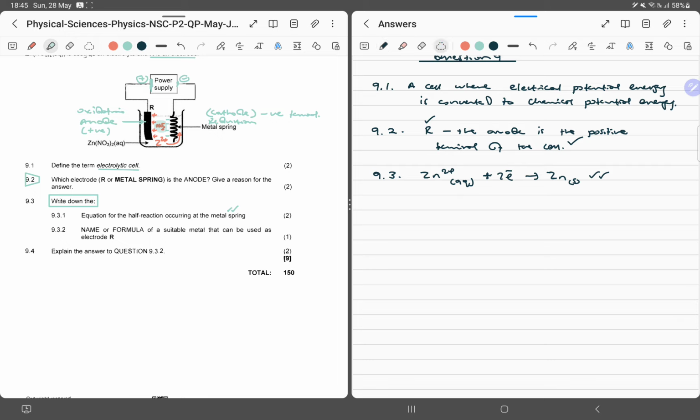Okay, all right, we're almost there, guys, so don't be in a hurry. Just take your time and get things done, okay? 9.3.2, it says name or formula of a suitable metal that can be used as electrode R. Well, I would choose zinc, okay?